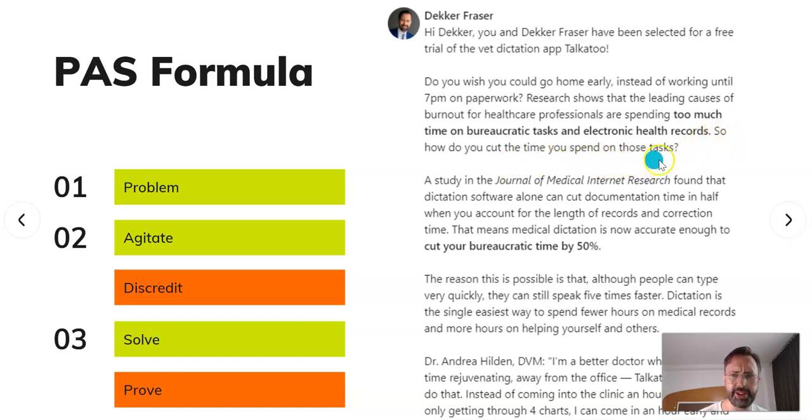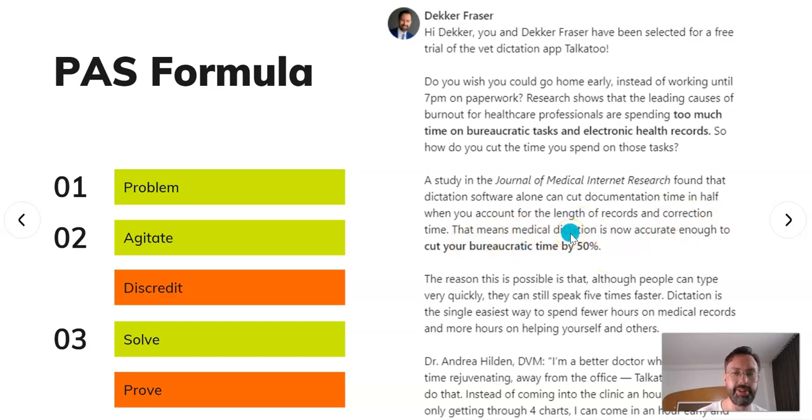So how do you cut the time you spend on those tasks? Basically, I'm teeing up the problem, agitating the problem, and now I'm asking, what's the answer here? What's the solution? Now I'm using corroborating evidence to tee up the solution, rather than just talking about my product and how great it is. The Journal of Medical Internet Research found that dictation software alone can cut documentation time in half when you account for the length of records and correction time.